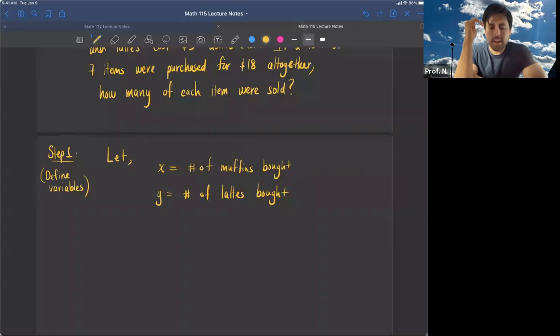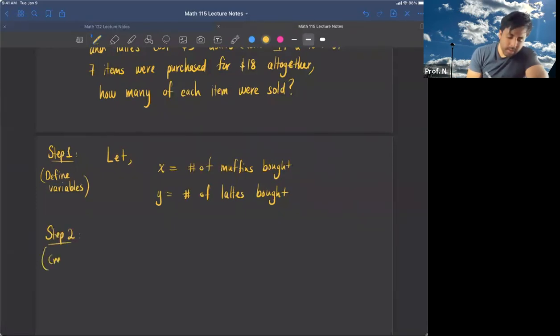understanding what you don't know. So this is the unknown, right? X is unknown, Y is unknown. But we kind of say, I know what I don't know. I know that I don't know the number of muffins, and I know that I don't know the number of lattes. But that's okay. So step 2.